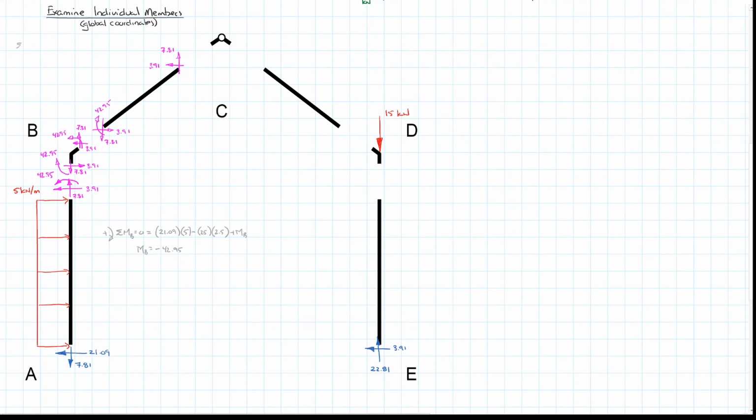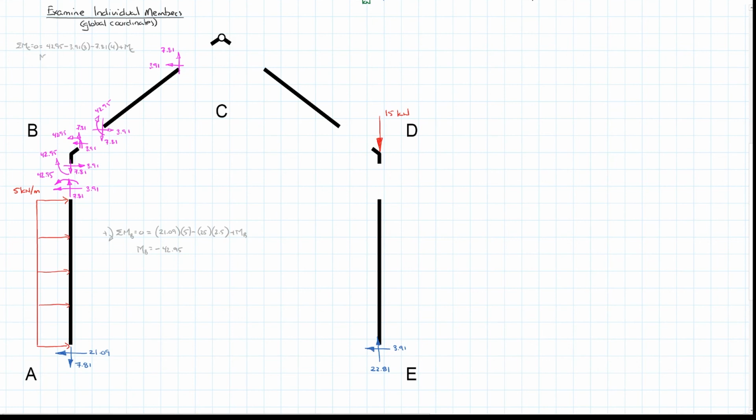So I'm just going to do sum of the moments about C is equal to 0, working left to right. So the moment at the left side is 42.95, trying to go clockwise, so positive, so 42.95. Both the horizontal and the vertical components try to turn it counterclockwise, so we'll subtract those. So 3.91 times its perpendicular distance of, oh sorry, its perpendicular distance of 3, minus 7.81, its perpendicular distance of 4. And of course, to all that, we're adding our moment at C.